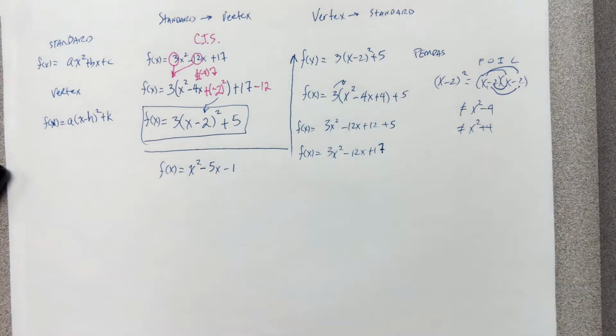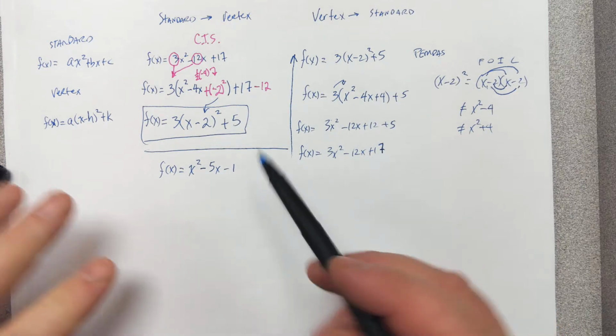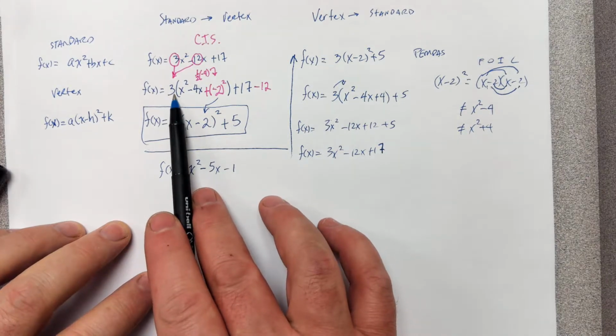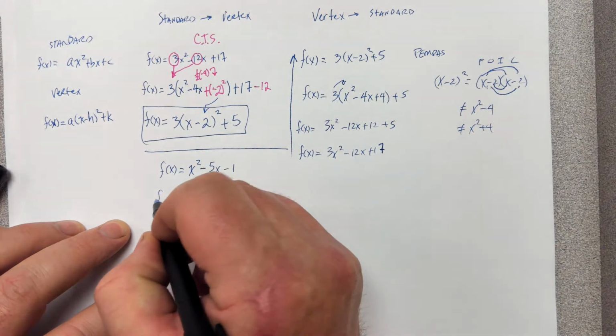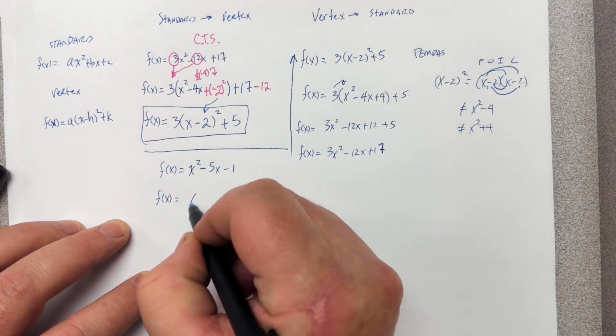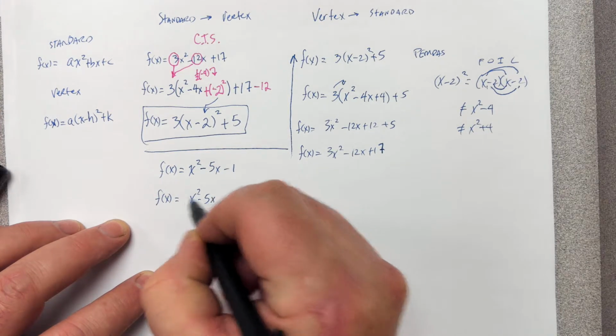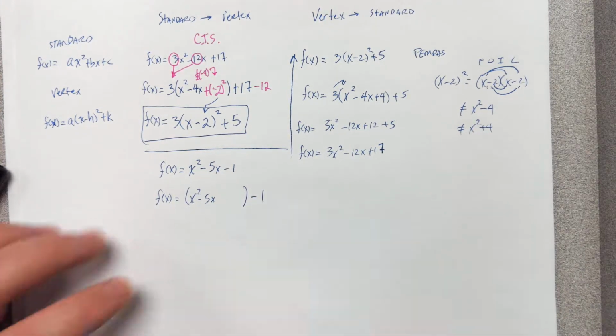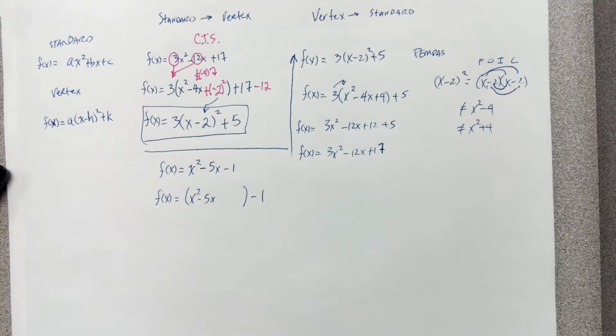Okay, so we're going to change this to vertex form, right? There are a couple little things that are different. You don't have to divide out a 3, but you're still going to rewrite it: x squared minus 5x, and you're going to leave space. That's our first step. We didn't have to divide out a number because that's 1. So a is 1.